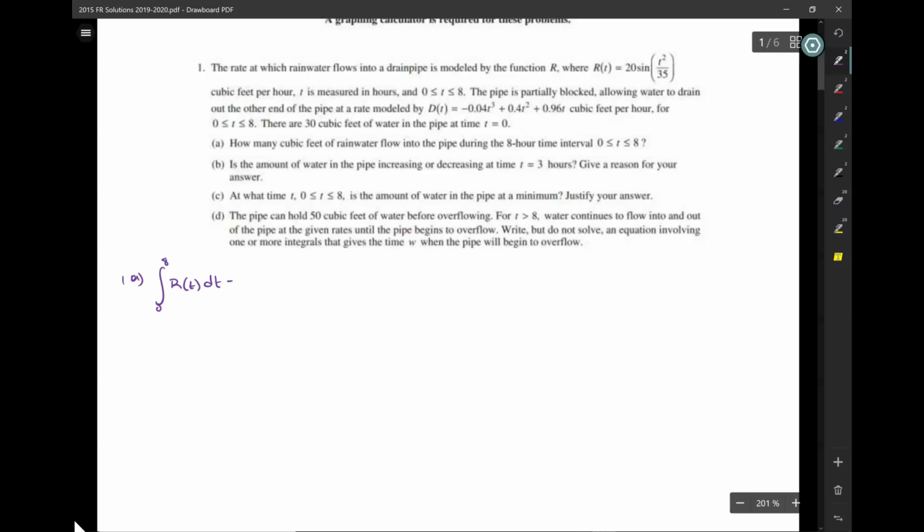This is all you need to write. You plug it into your calculator and you get the answer. How comfortable are you guys right now with plugging this into your calculator and getting the answer? Are we all okay? So you get 76.570 cubic feet, right? This is the amount of water that goes into the pipe in those 8 hours.